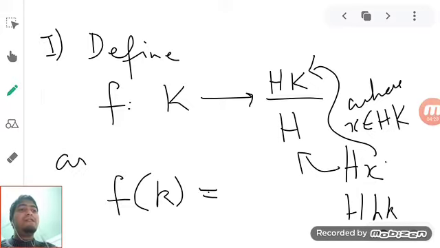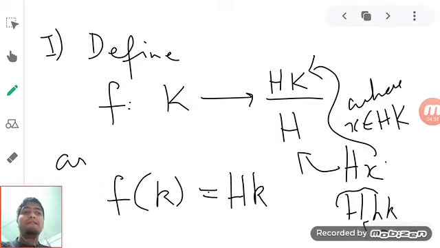But if x belongs to HK, then you can write it as h small k. If you remember, h can be absorbed in this capital H. So ultimately we will be left with Hk. I hope it is clear. So we will define it in this way: f(k) equals Hk.